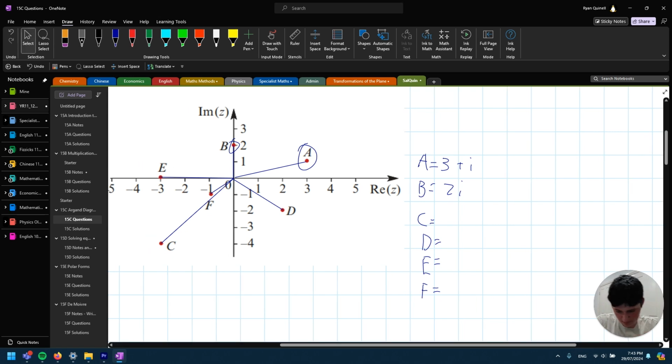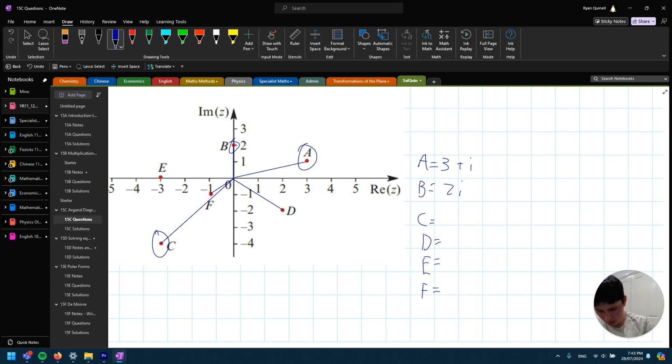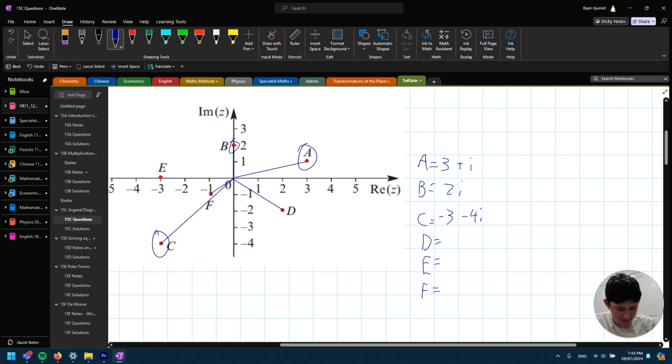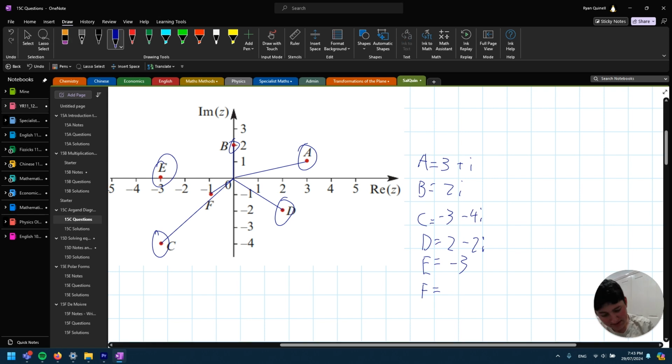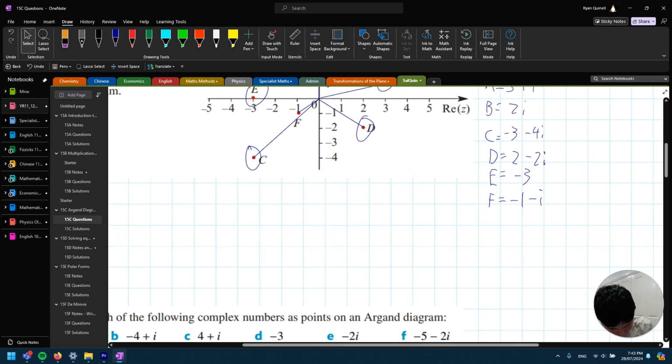For C, over here, it corresponds with -3 for the real component, and it corresponds with -4 on the imaginary axis, so -3 minus 4i. D corresponds with 2 and -2, so it's 2 minus 2i. E here has no imaginary component, it's just -3. And F is -1 minus i. Pretty simple, right?